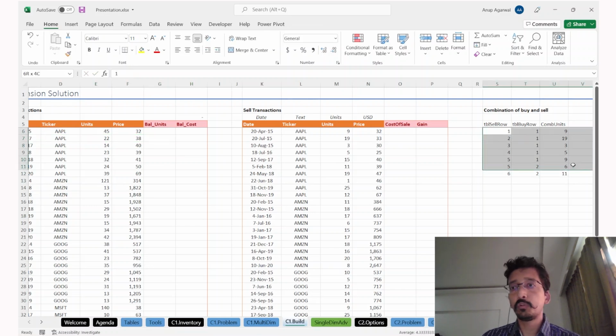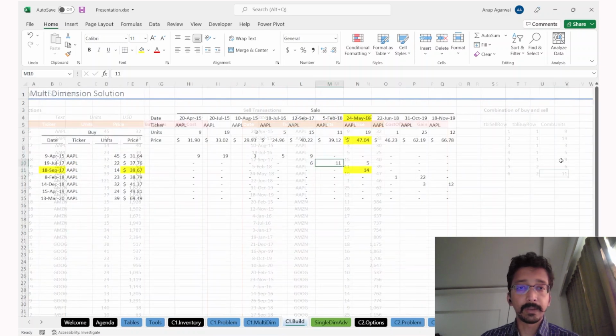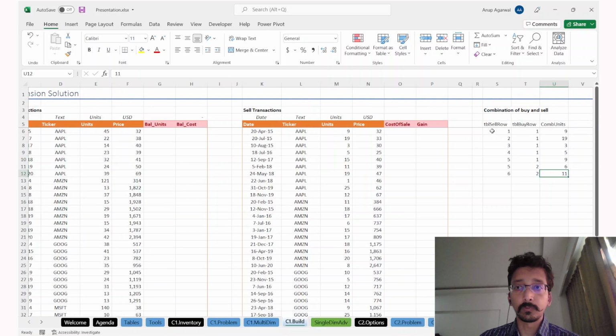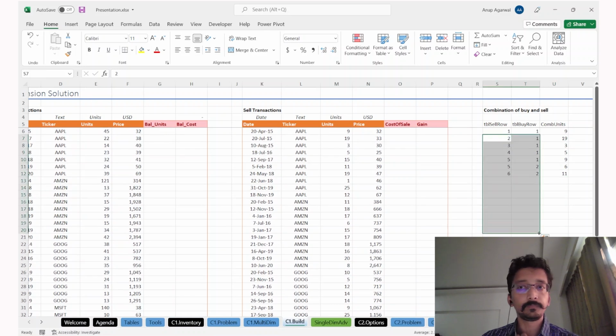So we want this table to be built formulaically, and not somebody manually inputting this, such that each row of this table is each of these on the multi-dimensional solution. So it's like a flattened view of this, and we will use formulas to build this table, and really we will try to build it in some way that if there are more purchase or more sale transactions, expanding this table does everything else. There are no other manual steps required to do this.